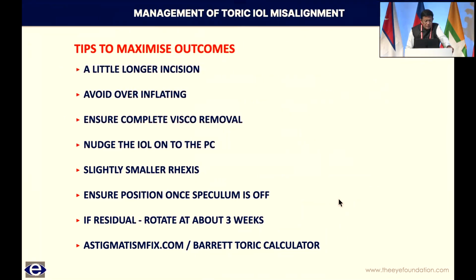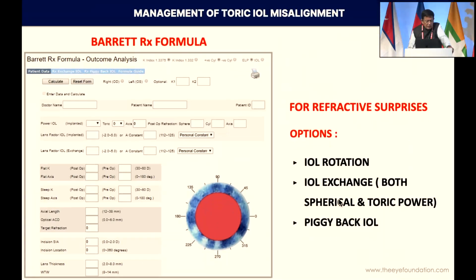And these are some points during surgery that you need to keep in mind. A little longer incision so that they close more securely. Avoid overinflating, because if there is a significant amount of saline around and behind the lens, just like viscoelastic, again the lens can rotate. Ensure complete visco removal. If possible, do a hydroimplantation of these lenses. At the end of the surgery, nudge the intraocular lens onto the posterior capsule so it sticks to it. Slightly smaller rexes, well-rounded rexes, so that there is at least a 0.5 millimeter regular overlap of the rexes onto the optics of the lens. Ensure that the position of the lens is stable even after the speculum is off. And if there is residual error, then rotate after about 3 weeks.